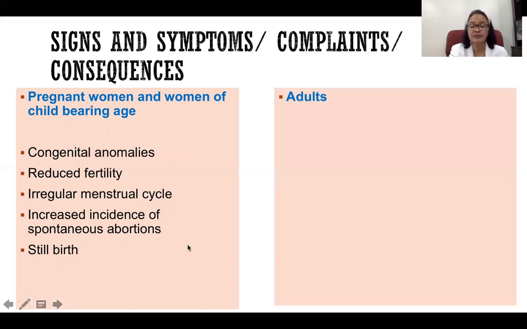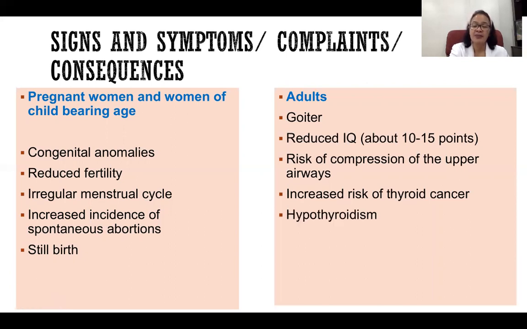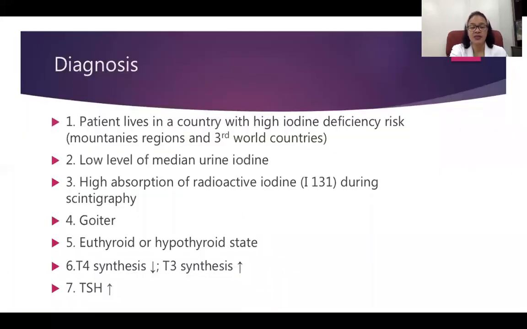And for adults, aside from goiter, they might have reduced IQ, risk of compression of the upper airways, increased risk of thyroid cancer, hypothyroidism, and even constipation and dry, flaky skin. Usually they are inactive, most of the time sleepy, and they have cold intolerance.